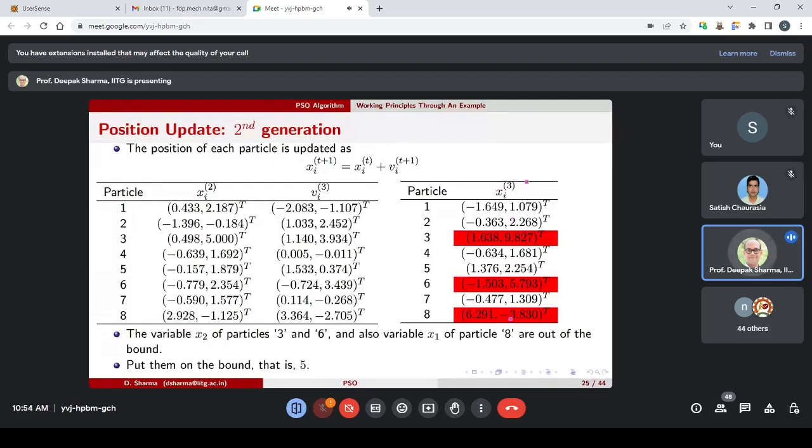Now there are certain observations. I have marked some numbers in red. If I look at particle number 3, the second component 9.825 is more than 5. Similarly, the second component of particle 6 is also more than 5. Now looking at particle number 8, the first component is more than 5, where the bounds are minus 5 to 5 as per the question. Since they are going out of the bound, we are putting the bound. So these values, we are again taking them to the value of 5.